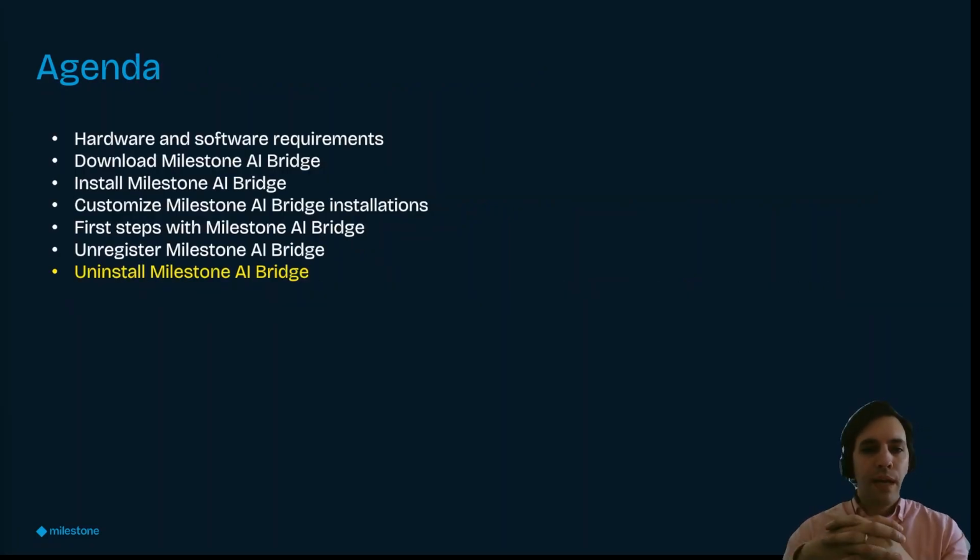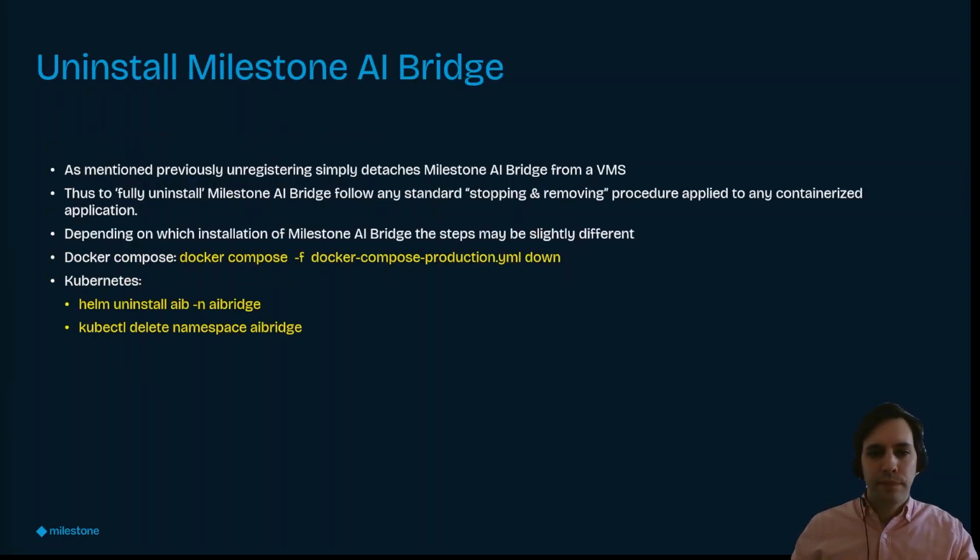Now that we have seen how to unregister Milestone AI Bridge, let's take a look at how to uninstall Milestone AI Bridge from the system. As was mentioned before, when we unregister Milestone AI Bridge, we are detaching the bridge from the VMS. When we want to truly uninstall Milestone AI Bridge, and by that I mean removing all traces of its artifacts, then we will just follow the standard stopping and removing procedures depending on which type of installation has been running.